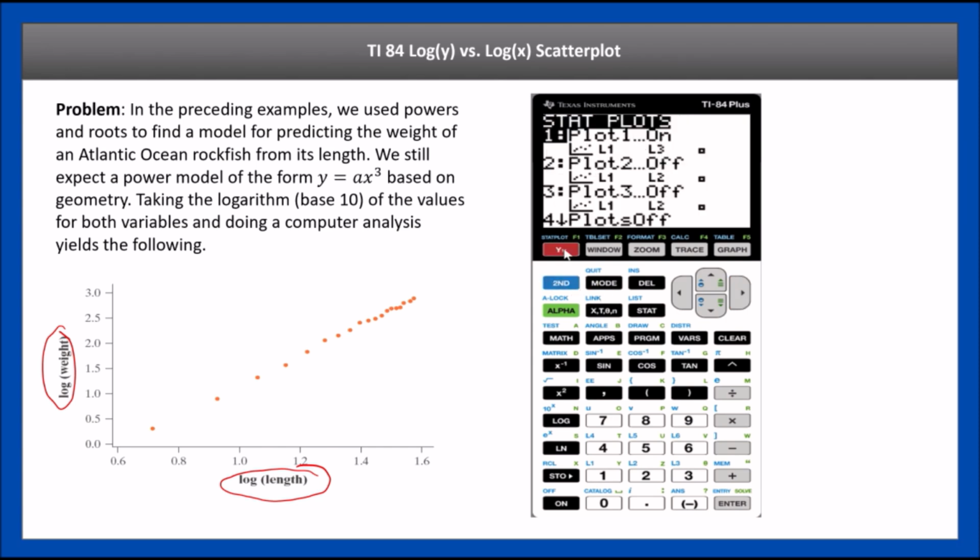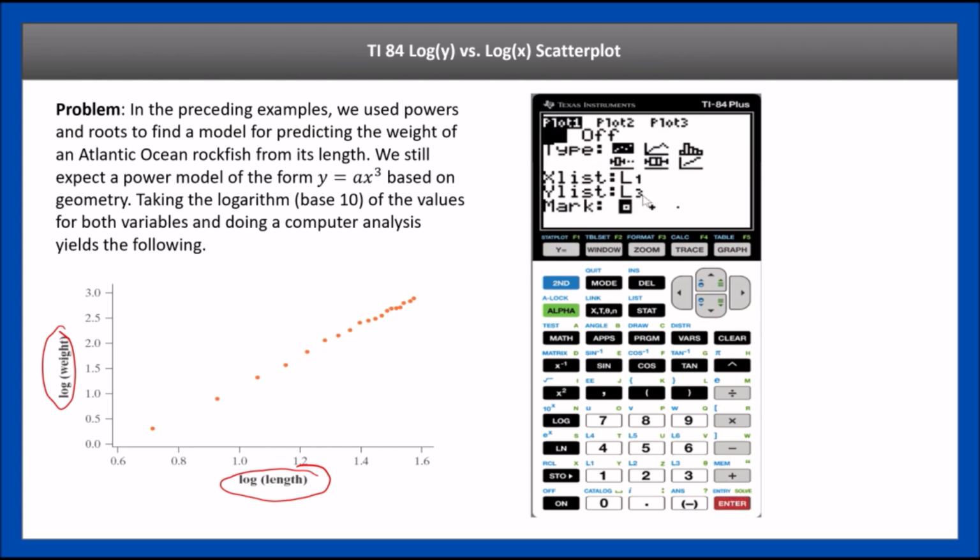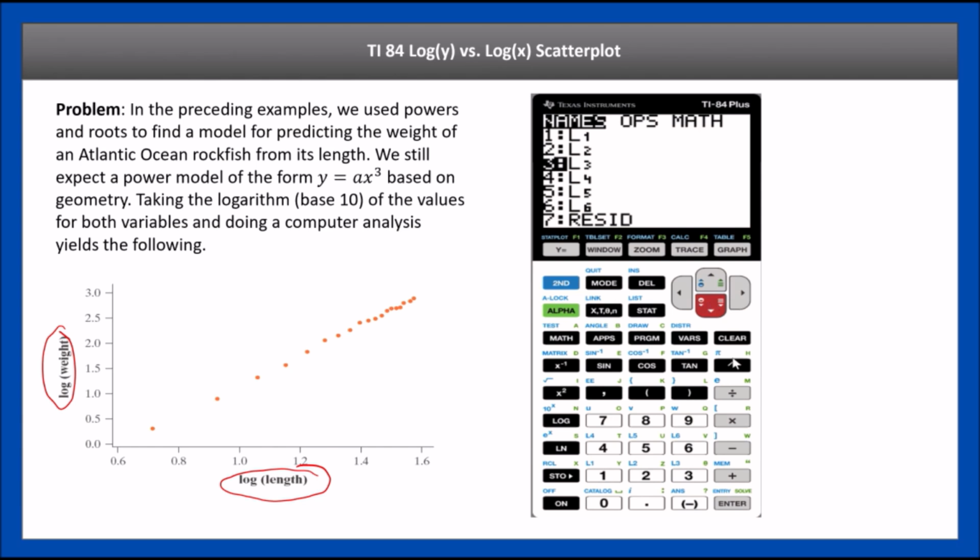We're going to go to second y equals, turn our plot on, and use the scatter plot option for the type. We're going to change the x list to L3, not L2, sorry. And we're going to change our y list to L4. So L3 and L4. We're going to zoom, stat, and there is our linear form scatter plot with transformations for log of y and log of x. And again, we used L3 and L4 for our transformed x and y values.